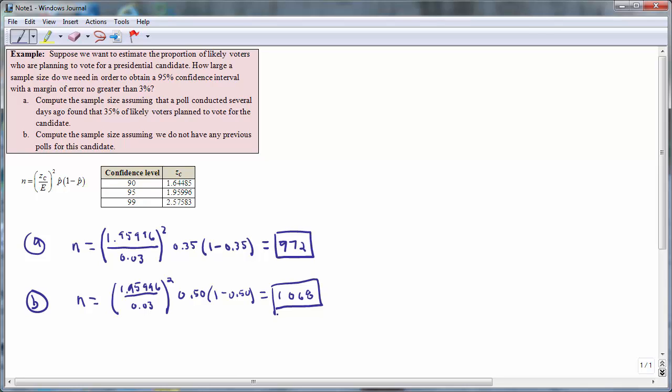So the way to handle these types of problems is if you do have a previous study, you can use the value of the sample proportion from the previous study. If you don't, then you should use a sample proportion value of 0.5.